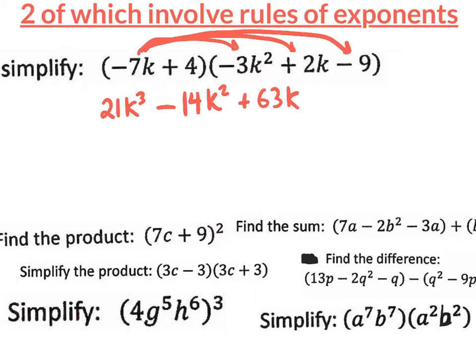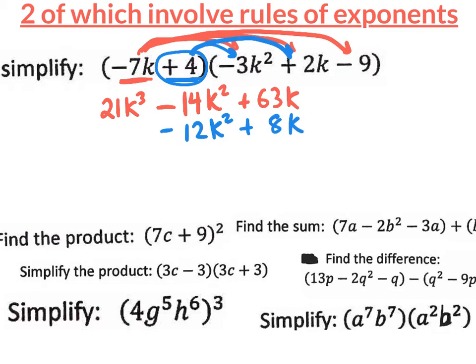Now we've already distributed this first part of the binomial. Now we need to distribute the second part of the binomial. So I'm going to distribute positive 4 times negative 3k squared. That'll be negative 12k squared. And I'm going to write it right below the other k squared term. That way it'll be easier to combine like terms. And then positive 4 times positive 2k, that's positive 8k. And notice that I wrote it right below the other k. And at the very end, 4 times negative 9, that is negative 36.